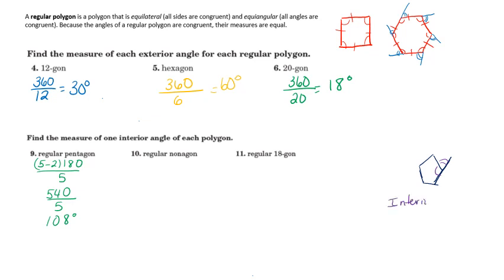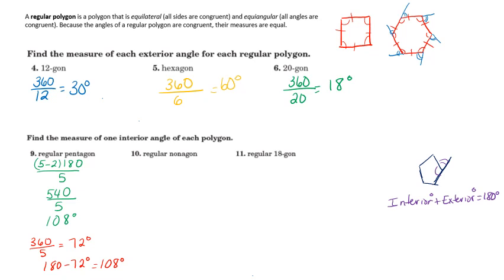Interior plus exterior always equals 180. We're talking about one angle. So what I could do is find the exterior of this. I could say, hey, 360 degrees on the outside, divide that by 5, and I get each exterior angle is 72, and I could do 180 minus 72, and I get that that would be 108. So that's another way you could do that problem.